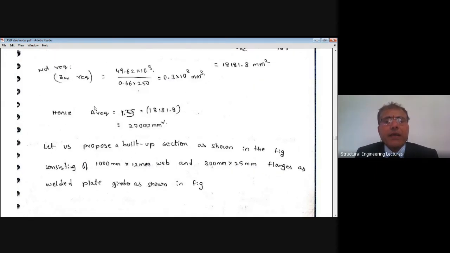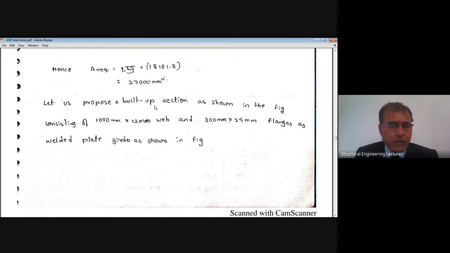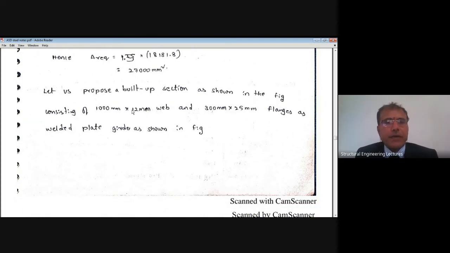Now let us try with a section area 50% more for the trial section. Hence 1.5 multiplied by 18,182. Hence I shall try with an area of approximately 27,000 mm square, or 27,000 centimeter square as appropriate, right?